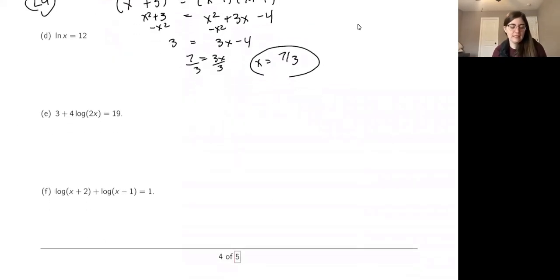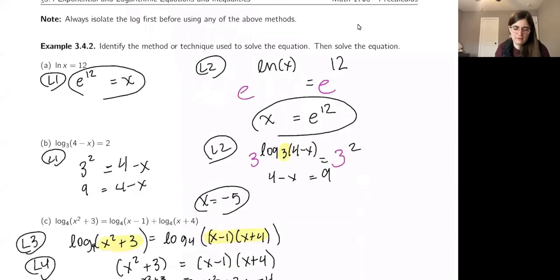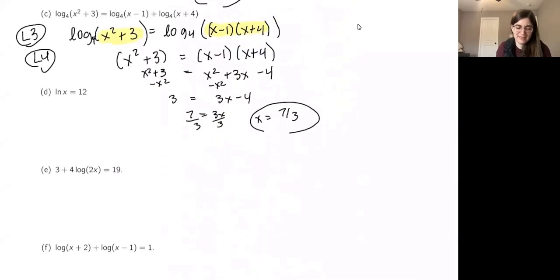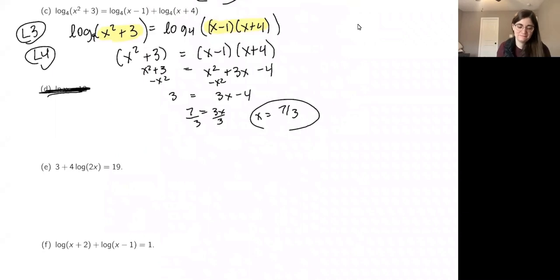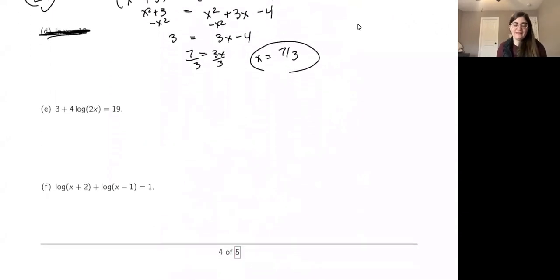Let's try D, E, and F. In D, I have a logarithm equal to a number. That's getting a little old hat. In fact, that was the same one as A, so let's skip it. We'll move on. We'll look at E.